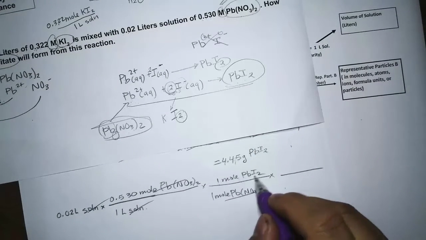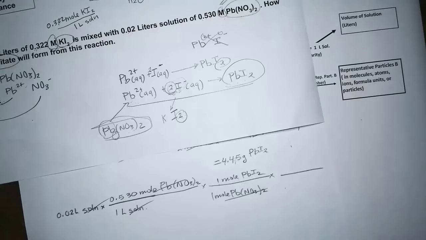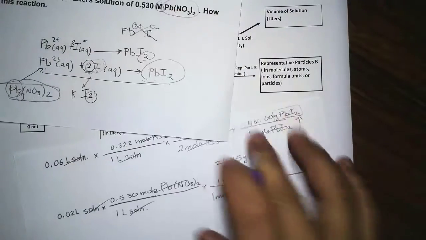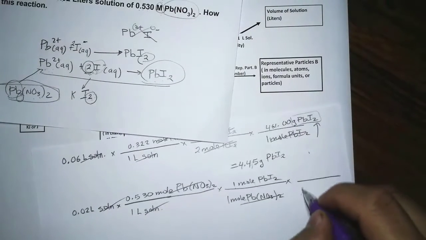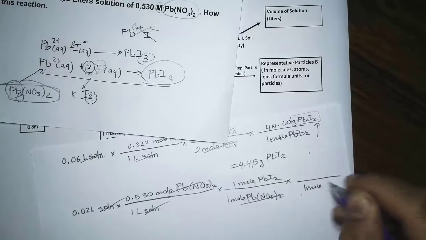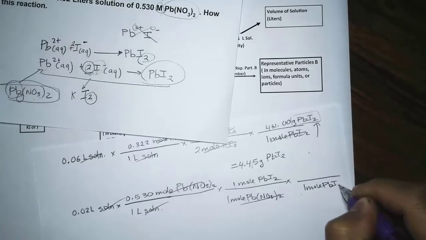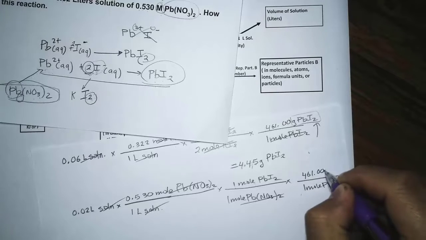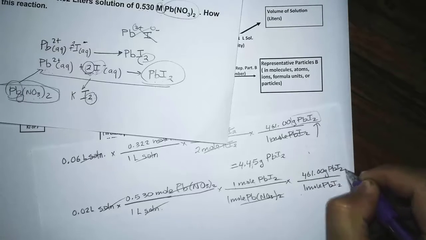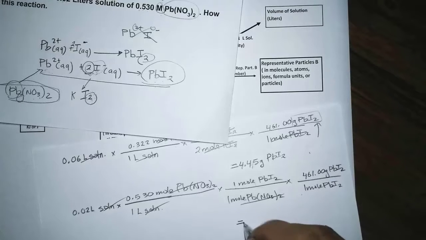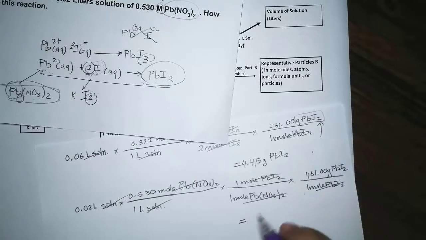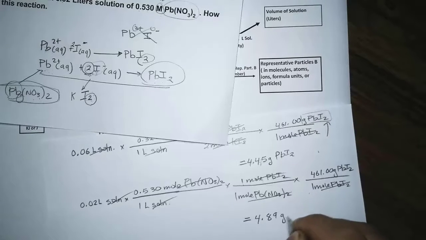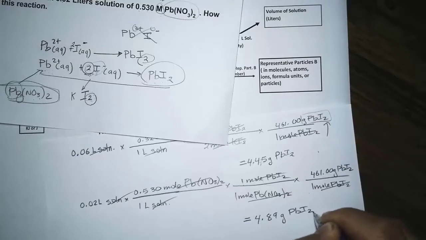So the last step is to convert our moles of the precipitate to grams of precipitate. In this case, it's going to be the molar mass, and we saw that molar mass somewhere right here. Oh, it's right there. So 1 mole of lead iodide, and then the molar mass is 461.00 grams of lead iodide. And we plug this into our calculator, and of course that cancels out, and we would get this number, 4.89 grams of lead iodide.